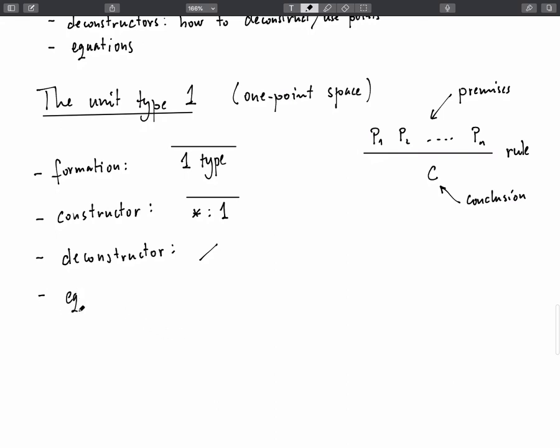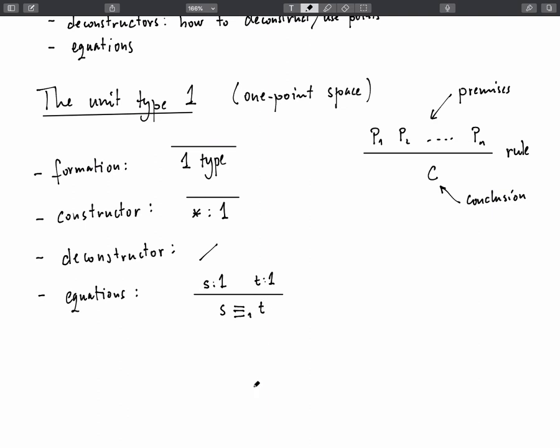Are there any equations? Yes. How could we say, in terms of equations, that this space has at most one point? Because we already know it has at least one. How do you say it has at most one? We just say, well, any two points of this space are equal, right? So suppose you have 2 points. Let's say S is a point in 1 and T is a point in 1. Then S equals T.